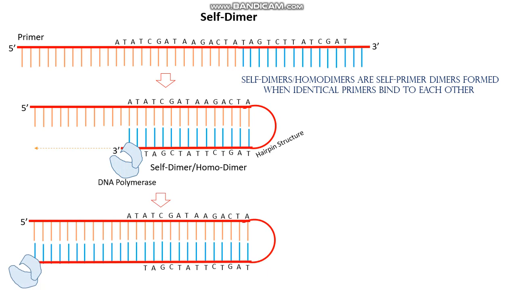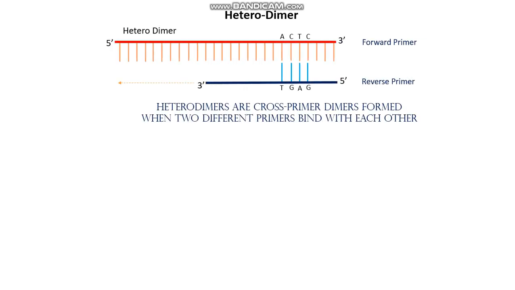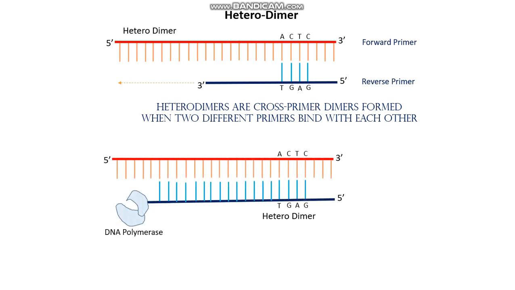and eventually it forms the self dimer. This is also a primer dimer, and this kind of primer dimer is known as the self dimer or the homodimer. Next is the heterodimer. Heterodimer is formed by different primers, like the forward primer and the reverse primer. When there is some kind of complementary part, these primers bind with each other and form the dimer. Similarly, it also can be extended or amplified by the DNA polymerase, and it forms the heterodimer.